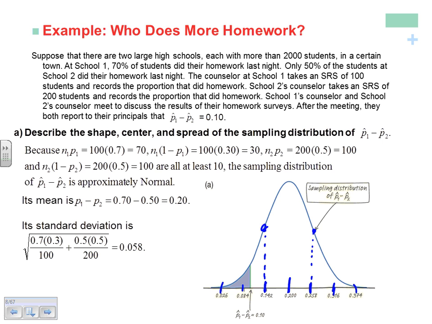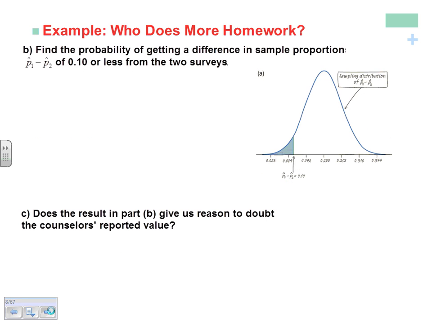And the counselor said that it was going to be 0.1. So find the probability of getting a difference in the sample proportions of, excuse me, 0.1 or less from the 2 surveys. And then does the result in part B give us reason to doubt the counselor's reported value?